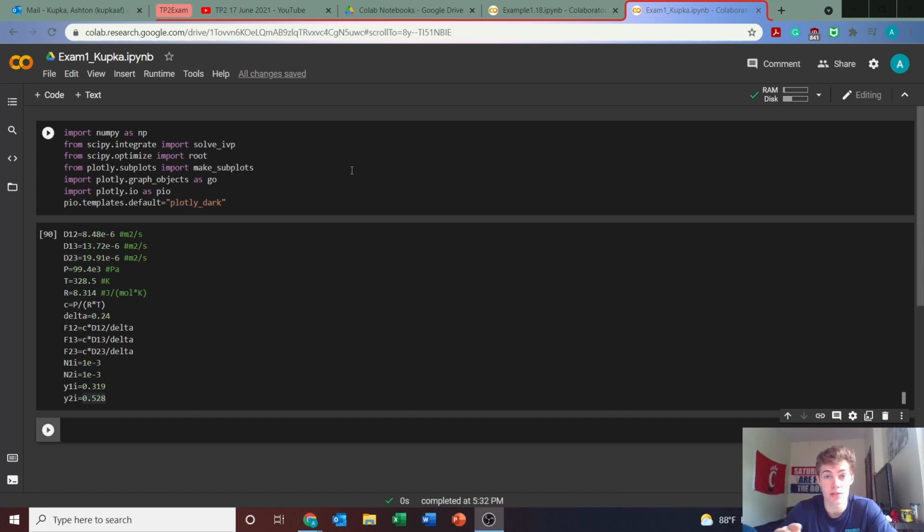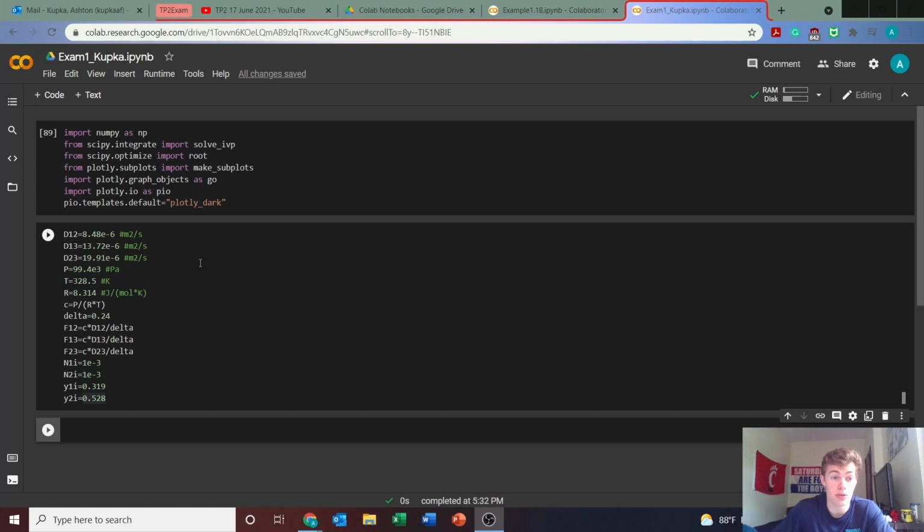And then I also like my graphs to be the darker color because I think it's more aesthetically pleasing. So I imported plotly.io as PIO in order to change the template, and I set the template to dark mode. So then from there we have the data that the problem gives us.